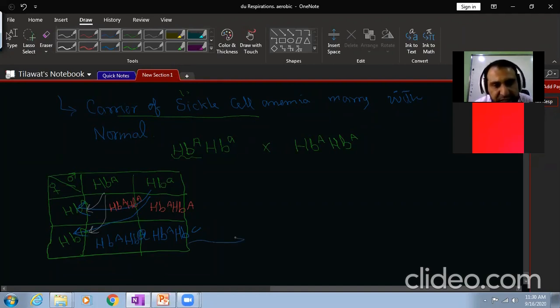So it means these two are what? Both have the heterozygous condition. So these two are carriers of sickle cell anemia. These two offspring are carriers, while these two offspring are normal. So the ratio is normal 2, carrier 2, and disease 0. I hope this is clear. So the normal to carrier ratio is 50-50.